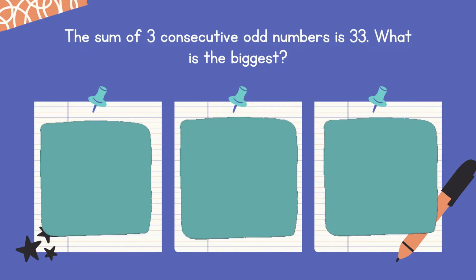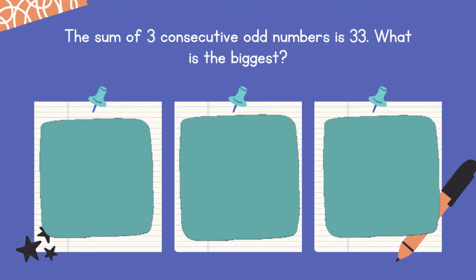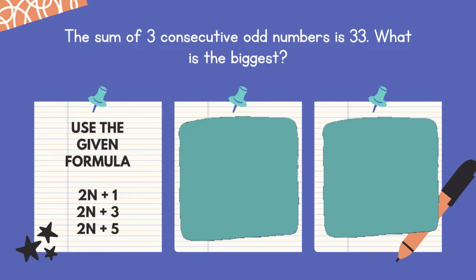Number 1: the sum of 3 consecutive odd numbers is 33. What is the biggest? The first step in solving this problem is to use the formula for consecutive odd integers, since the problem is looking for 3 consecutive odd integers. The formula is 2n plus 1, 2n plus 3, 2n plus 5. Let 2n plus 1 be the least number, 2n plus 3 be the middle number, and 2n plus 5 be the biggest number out of the 3.